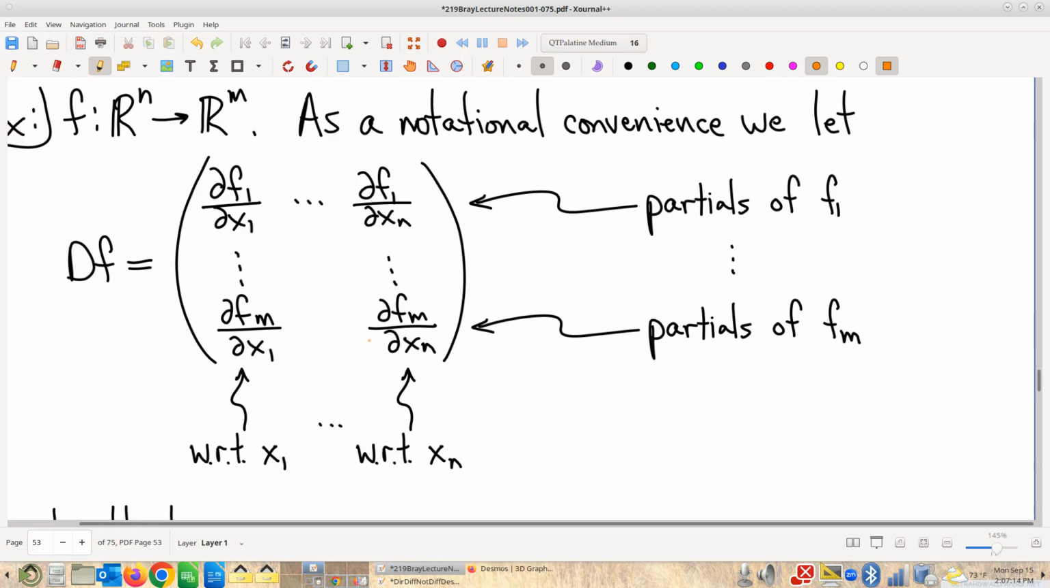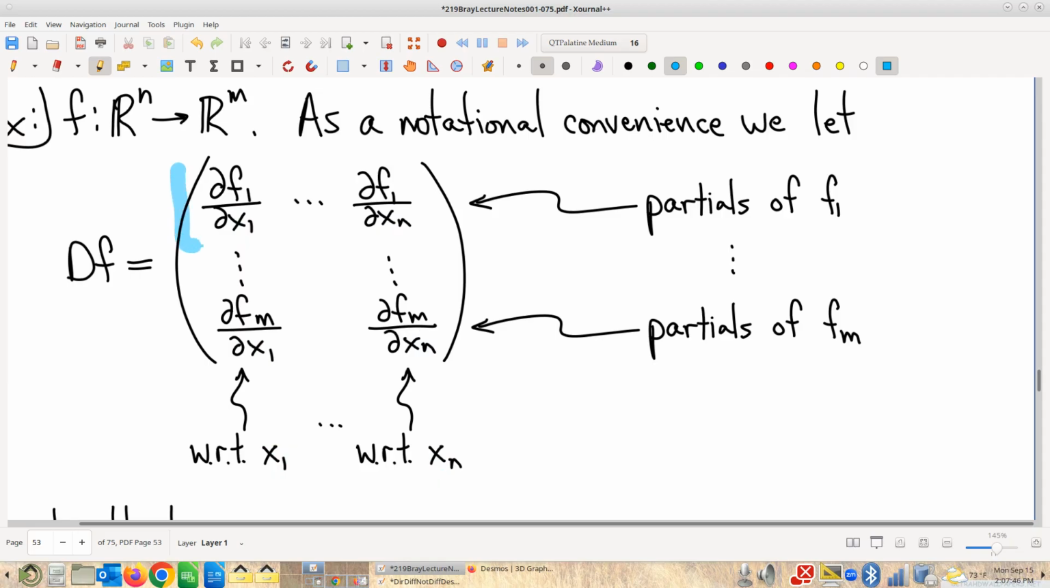So in particular, notice that the columns correspond to input variables in the sense that in this first column, all the partials are with respect to the first input variable. So first column, first input variable. Second column, second input variable, et cetera, and then you'll notice last column are all partials with respect to the last input variable.